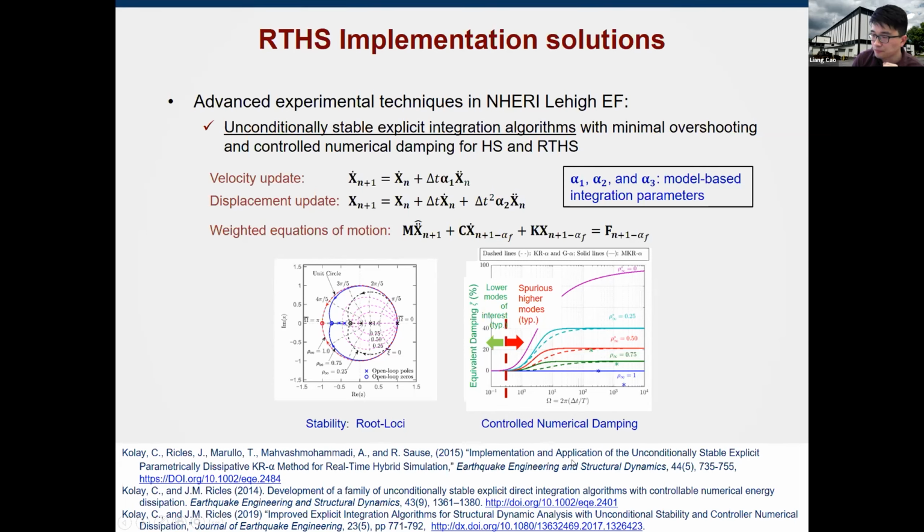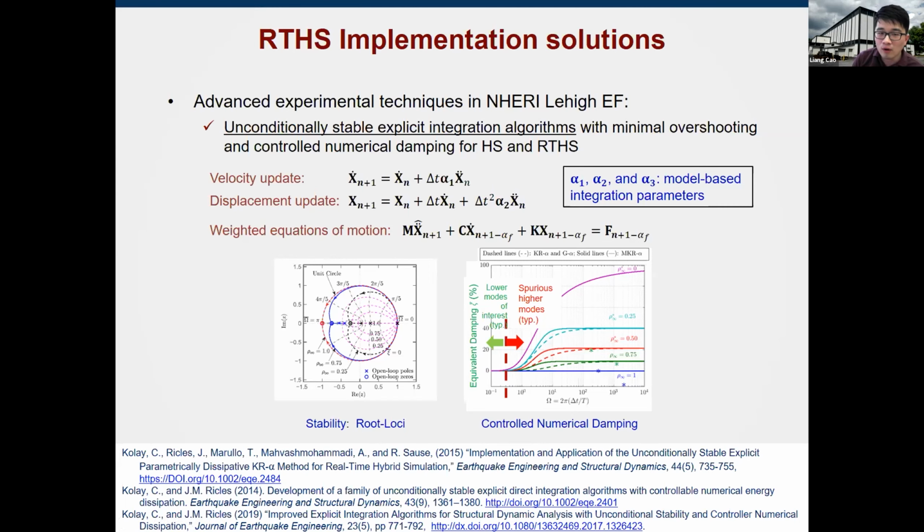equivalent damping ratio of the system. When the rho infinity equals 1, that means there's zero numerical damping added to the system. When the rho infinity equals 0, the lower modes have close to 0 damping. But as you go to higher frequencies, your numerical damping can reach nearly 100%. So by adjusting the rho infinity value, you can easily tune the numerical damping of the system as you need.